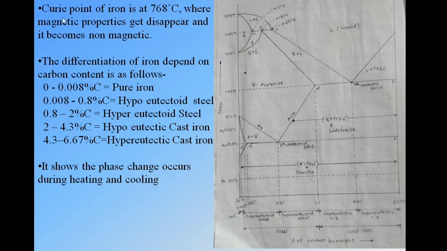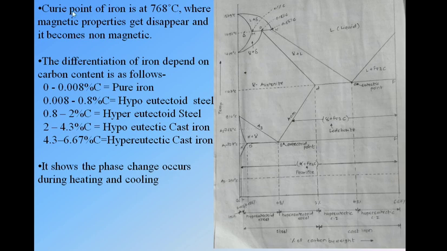So see, the Curie point of iron is at 768 degrees Celsius. What is the Curie point? Curie point is nothing but the point where the magnetic property of a material changes. When we heat any material which has some magnetic property, as we heat it to higher temperatures, it will lose its magnetic property. Same way here, when we start to heat any iron or steel from 0 degrees Celsius up to 700, 800, 900 up to 1400 degrees Celsius, after some heating, it will lose its magnetic property.